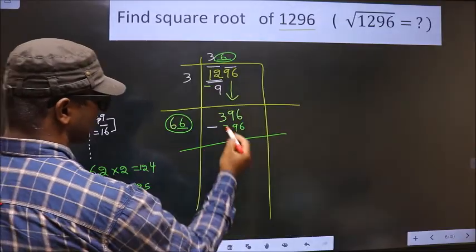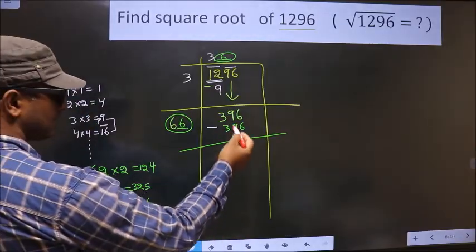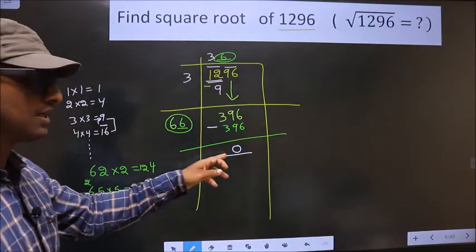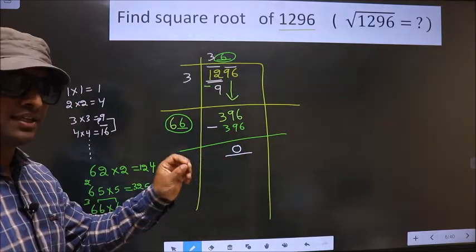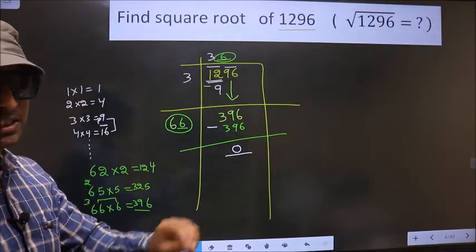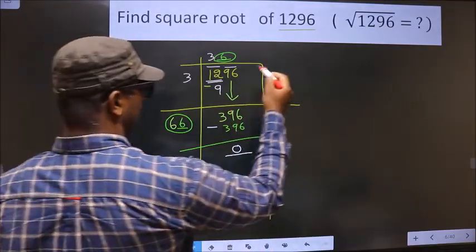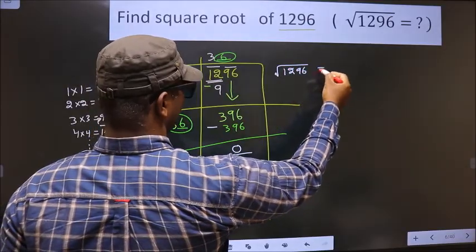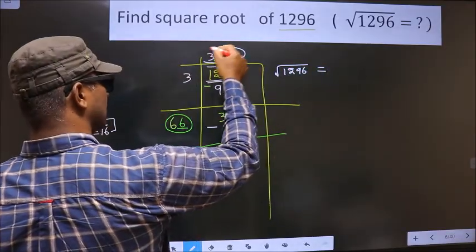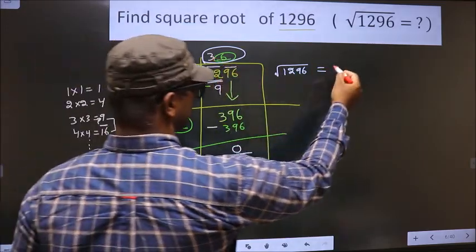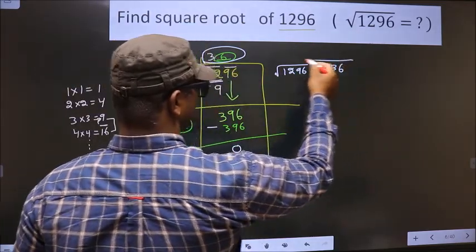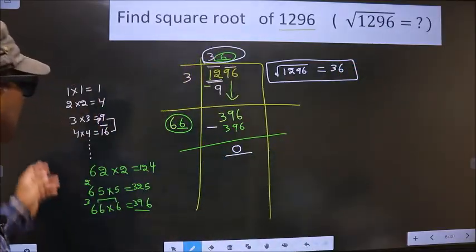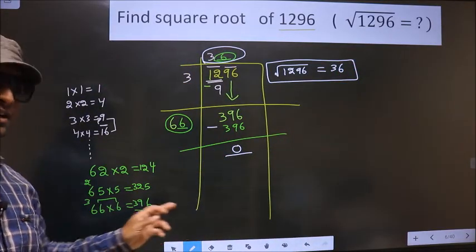Now we should subtract. So when you subtract, you get 0. So now we got 0. That means the given number is a perfect square. And also the square root of 1296 is this number, that is 36. This is our answer. Am I clear?